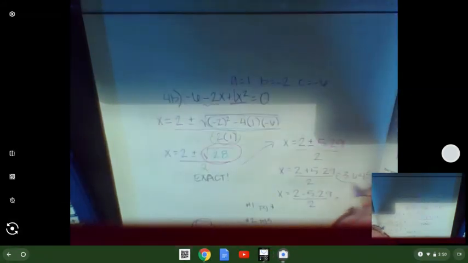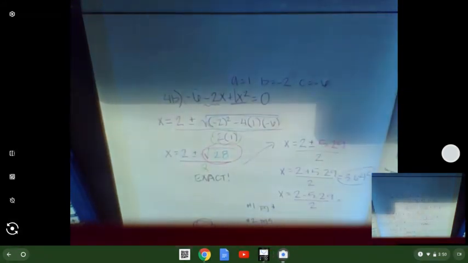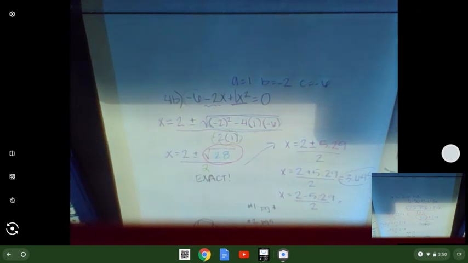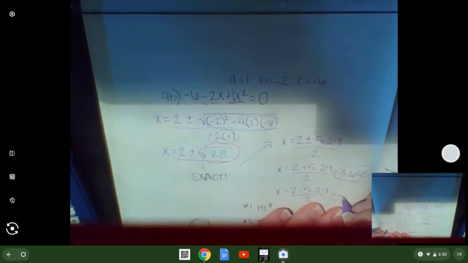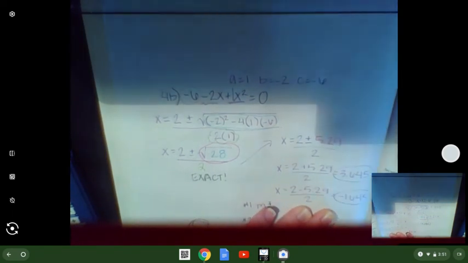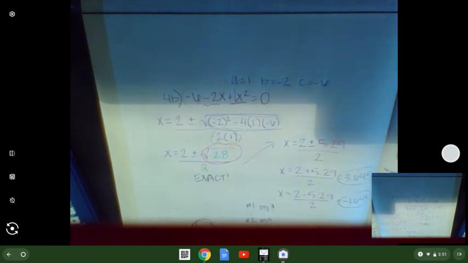3.645. We found one solution, or x-intercept, whatever you want to call it. Moving on to the subtraction, 2 minus 5.29, hit enter, divided by 2, and we got negative 1.645 for our other solution. Hopefully, as you worked through it, your answers match.